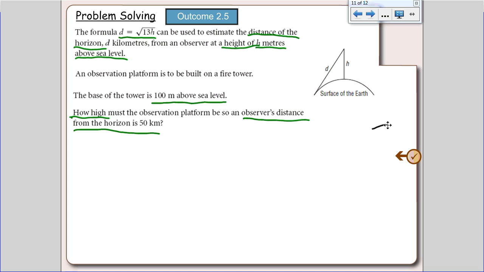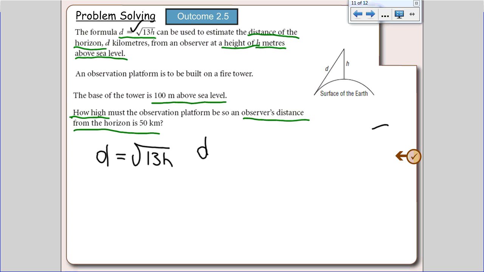The question is, how high must the observation platform be so an observer's distance from the horizon is 50 kilometers? Where would that go into my formula? D. They just gave you d is equal to 50. Perfect. We're going to check mark that off. So 50 is equal to the square root of 13h.